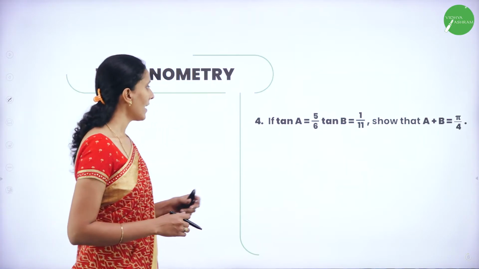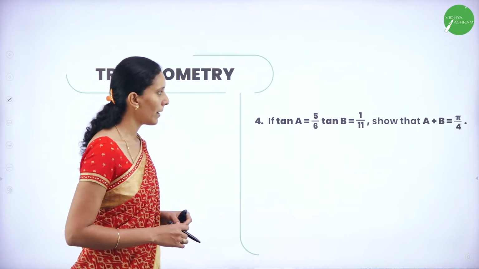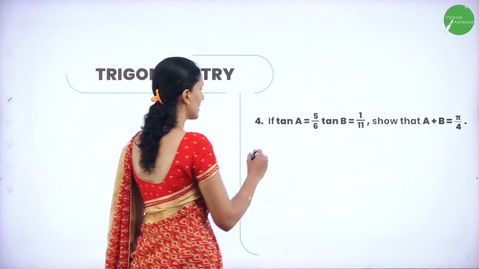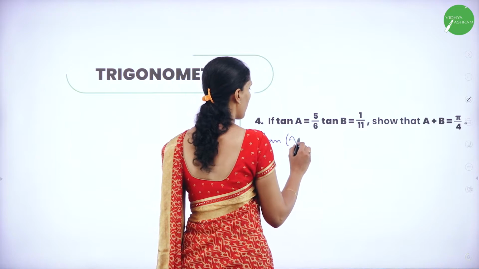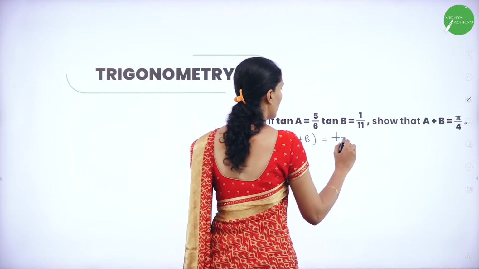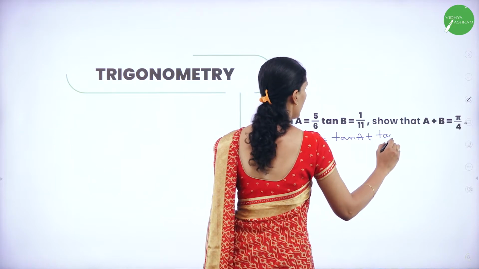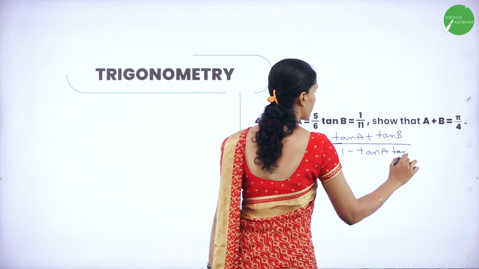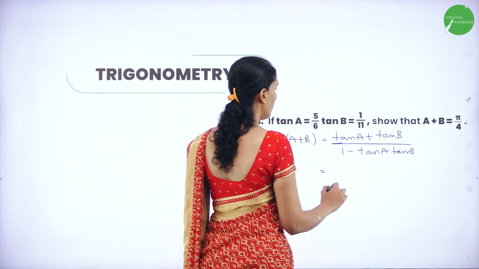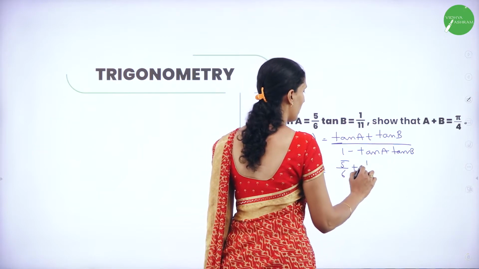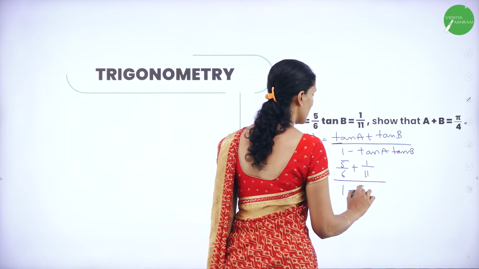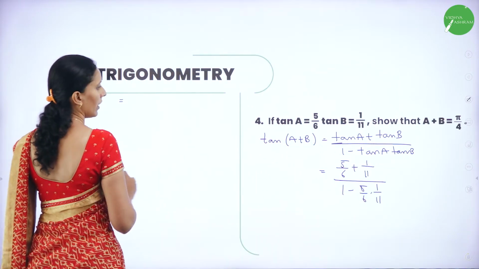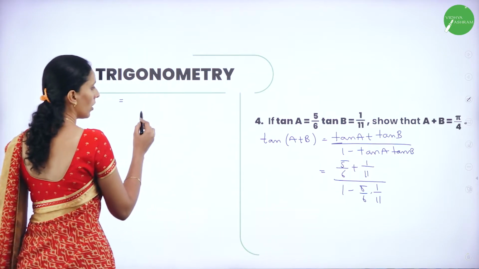Next question. Tan A is equal to 5 by 6, tan B is equal to 1 by 11. Show that A plus B is equal to pi by 4, that is 45 degree. Let's apply the result of tan(A plus B). Tan(A plus B) is equal to (tan A plus tan B) whole divided by (1 minus tan A tan B). Substitute the values now. (5 by 6 plus 1 by 11) whole divided by (1 minus 5 by 6 into 1 by 11).